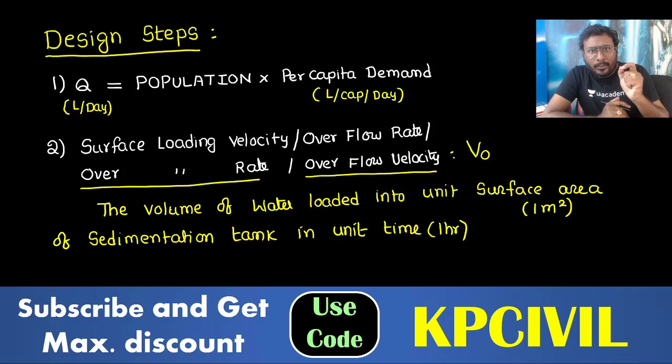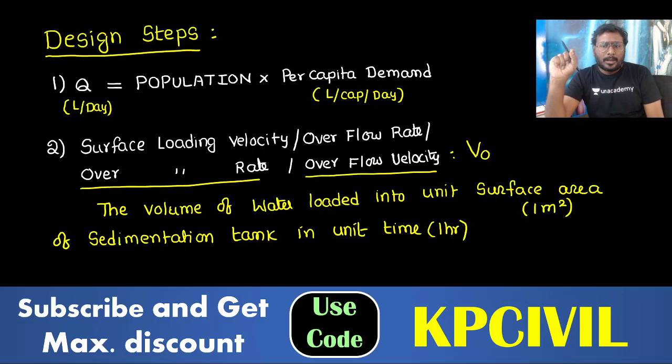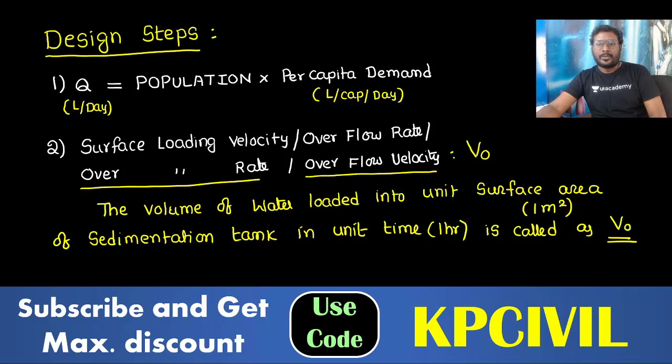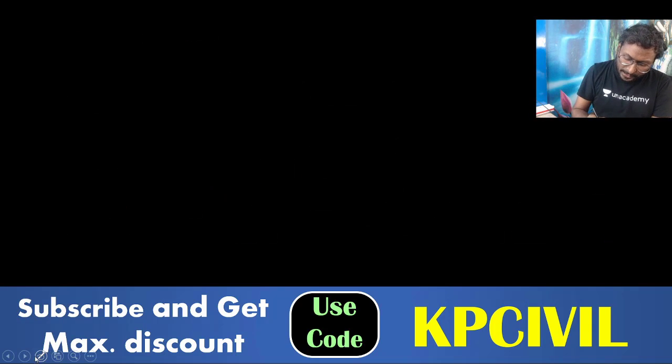But if you take a square tank of 1 meter length and 1 meter width, how much water is flowing through it within 1 hour, 1 day, unit time? That is called the V0 value. The volume of water loaded into unit surface area of the sedimentation tank in unit time is called overflow velocity, overflow rate, surface loading velocity, V0. So how can we write it down?